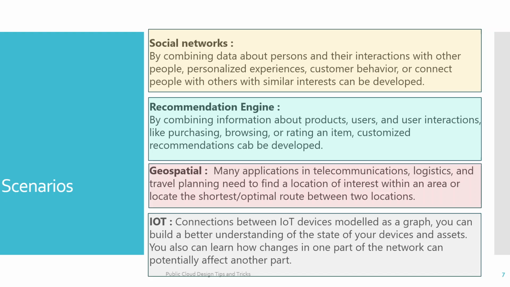Now, what kind of scenarios are possible in this graph database? Especially the four. First, social network. Basically, you can combine different data within a social network. Different persons, you can bring together their interaction patterns, you can analyze them, and then you can define a personalized experience. So that is about social network.